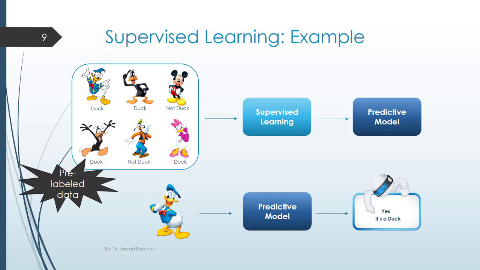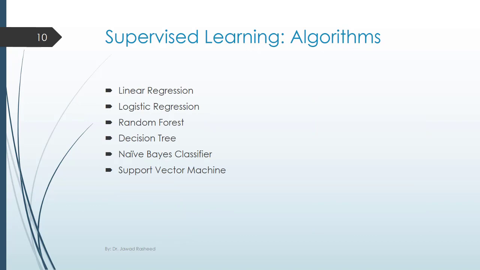So now let's move on and see some of the popular supervised learning algorithms. In supervised learning, we have linear regression, logistic regression, random forest, decision trees, naive Bayes classifier, support vector machine. These are just for your information, by the way. We will discuss all of these algorithms in our coming sessions. So you just have to remember that these algorithms belong to the supervised learning type.